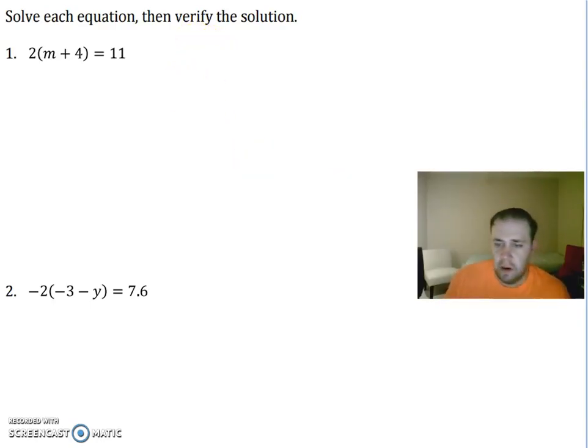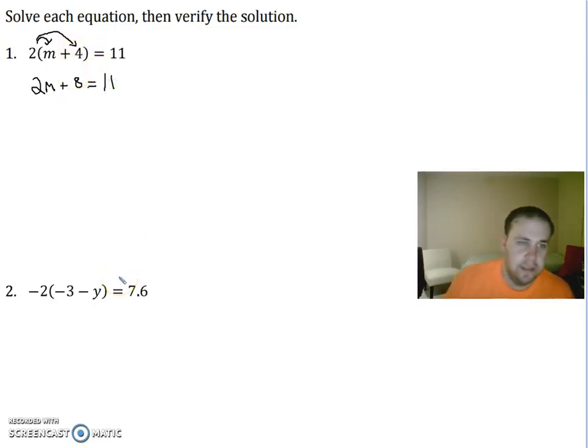This plays into our bit from last chapter where we used polynomials with a term called distributive property. That means when you multiply this 2, it's applied to the m and to the 4. Okay, so let's just multiply this out. We'd have 2m plus 8. And that would equal our 11.